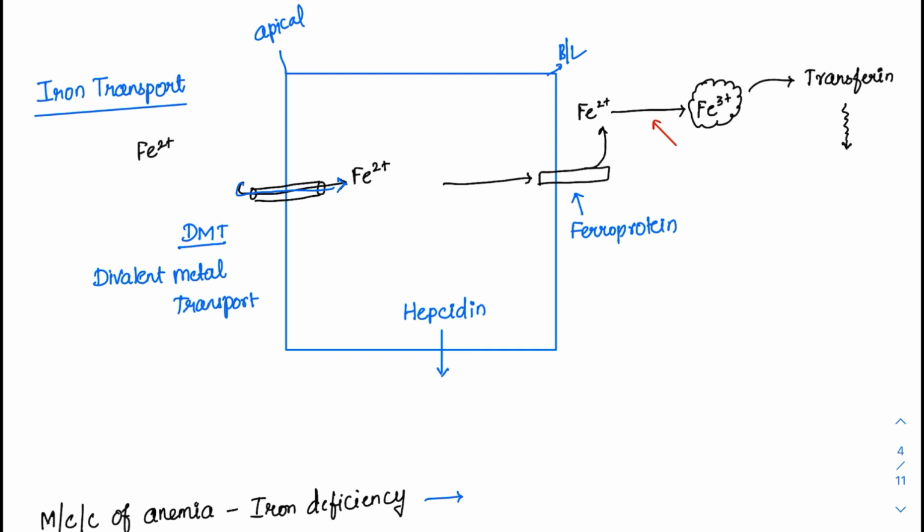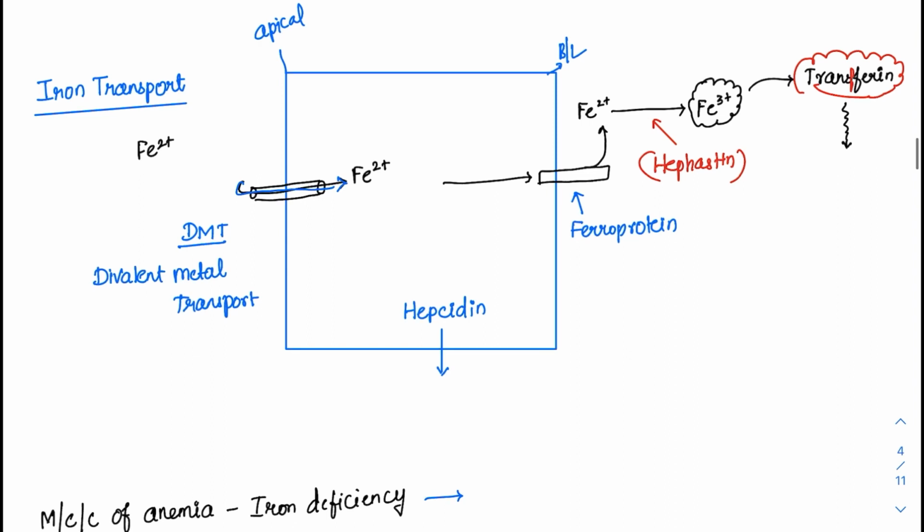And there is one more protein which converts the ferrous form to the ferric form. Whenever it is in the ferric form only, it can be combined with the transfer protein. So this is done with the help of hephaestin. There is a protein called hephaestin which converts this ferrous form to the ferric form. Then once it is converted to the ferric form, it is transported with the help of a protein called transferrin. It is transferring, that's why it is called transferrin.